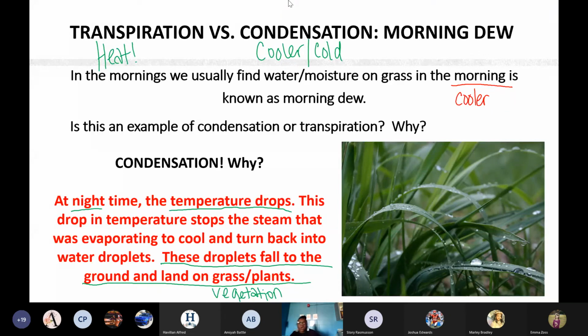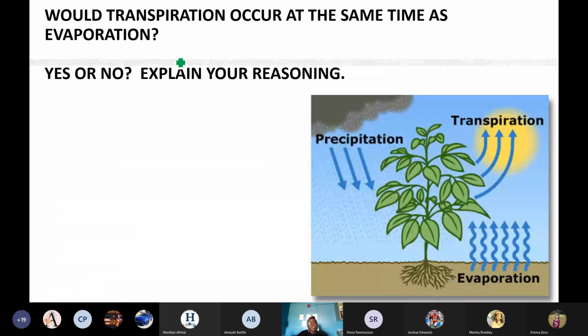Okay, guys, so let's keep going. So the next question and the last question that we have in our live session for today is, would transpiration occur during evaporation? Yes or no? I want to take a poll. I want you to turn on your mics and say yes if you think transpiration, plant sweat, happens during evaporation.